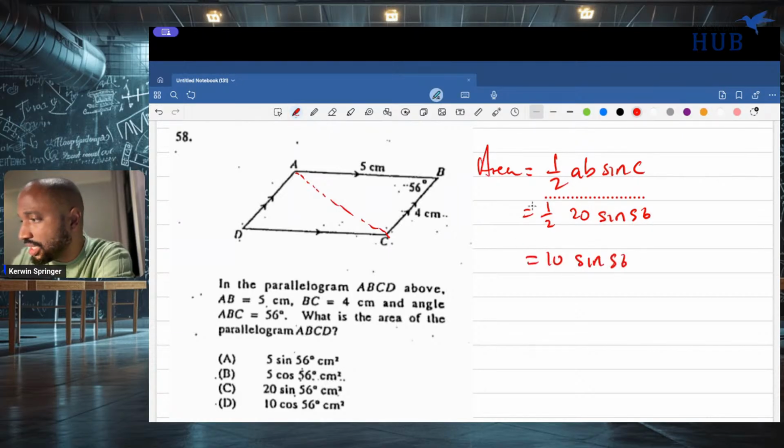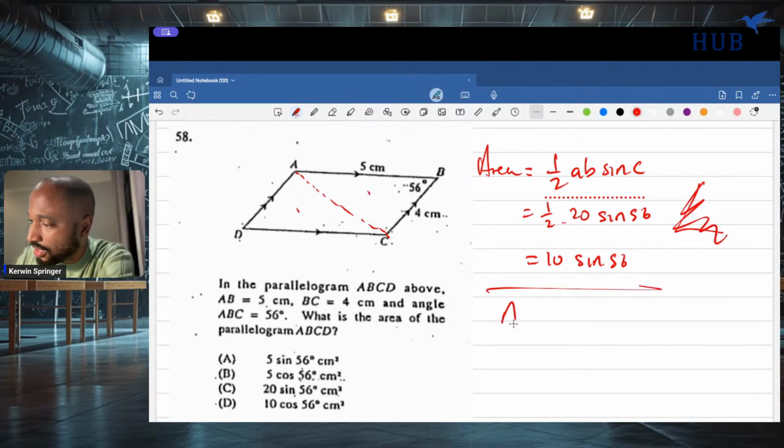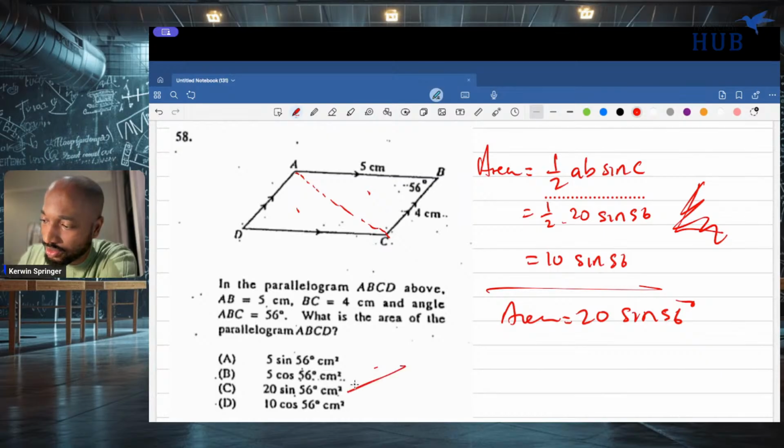Now, don't write down this answer one time, because you have to multiply by 2, because there are 2 of them. So it's really 20 sine 56, because it's 2 of these weird-looking triangles you have, this way and this way. So area is 20 sine 56. Where does this question come from? C is the answer. Good question.